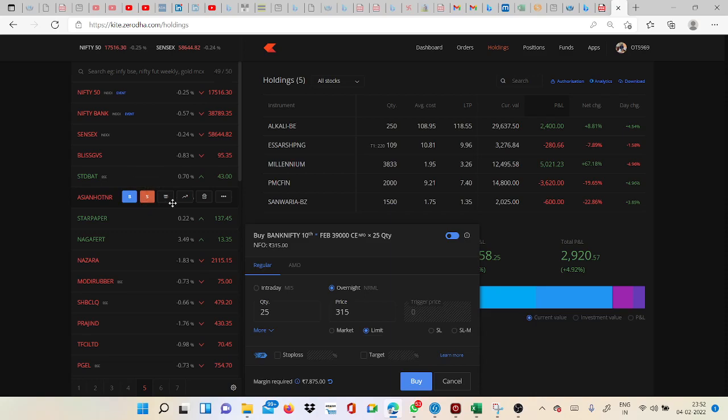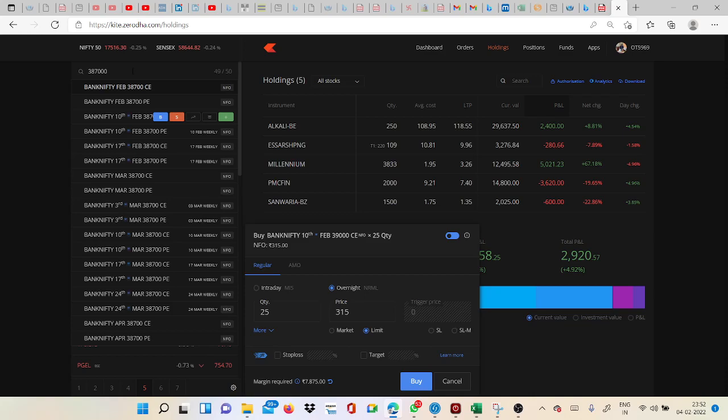See, the option price is important. And let's say we are looking for an at the money option. At the money would be your 38,700. If we enter at this particular price, that option would be at the money.